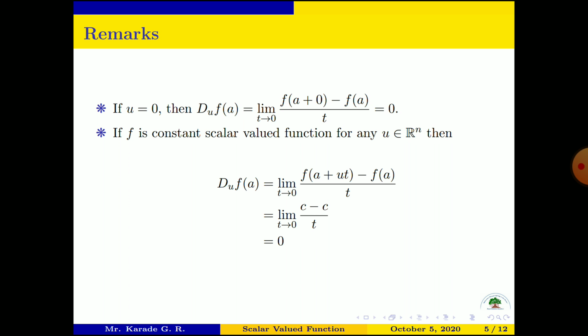So for a constant function also, the directional derivative in the given direction is 0 at a point. For a constant function the derivative is 0. The directional derivative, the normal derivative is also 0, and the directional derivative also becomes 0 for a constant function. That is very much important.